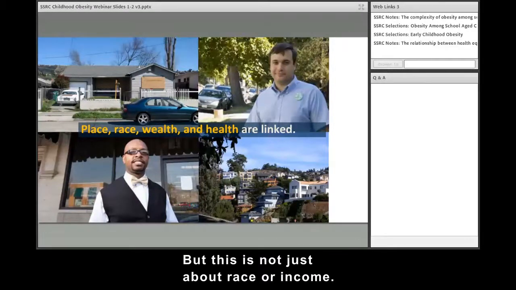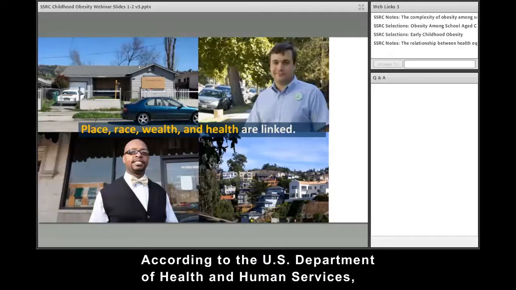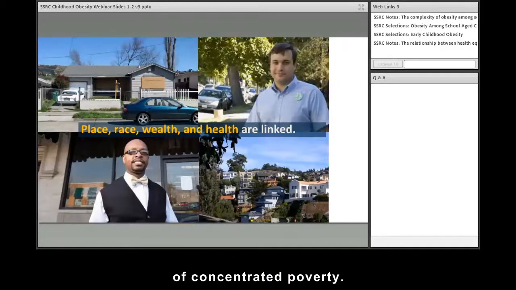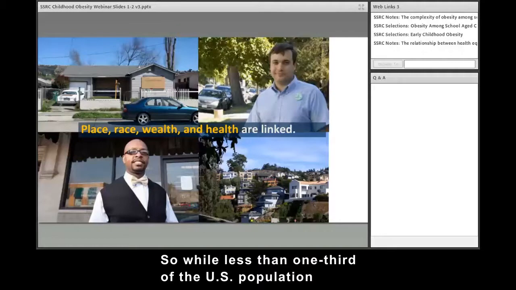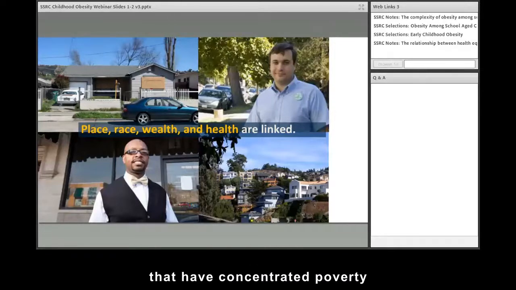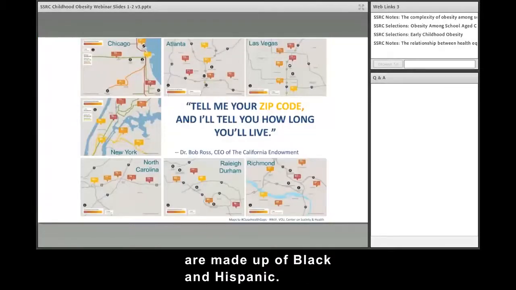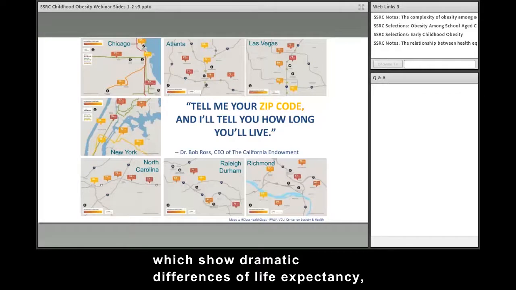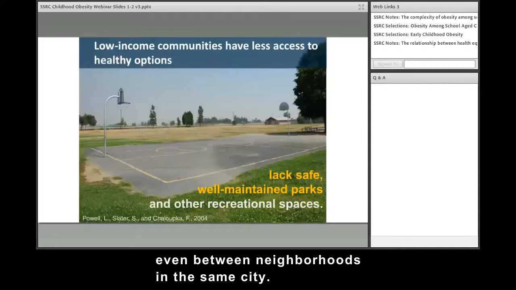But this is not just about race or income. It's also about place. According to the U.S. Department of Health and Human Services, racial and ethnic minorities are overrepresented in areas of concentrated poverty. So, while less than 1/3 of the U.S. population is Black or Hispanic, 4/5 of communities that have concentrated poverty are made up of Black and Hispanic people. And we can see this represented in maps of life expectancy, which show dramatic differences of life expectancy even between neighborhoods in the same city.